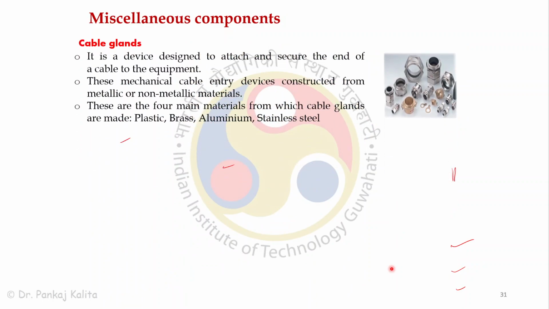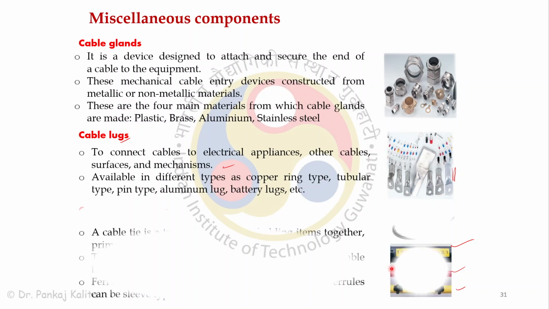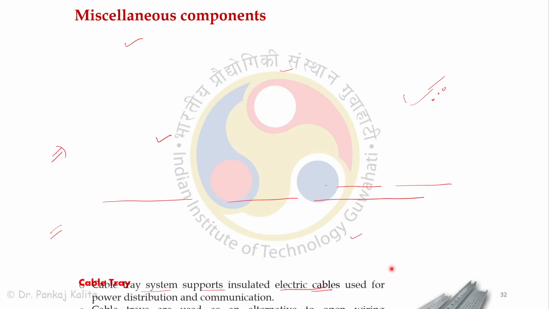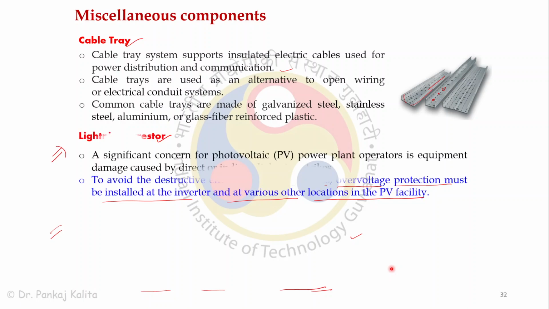So these are cable glands. These are simple for connecting and joining different equipment, devices, etc. Cable lugs are there, and cable ties and ferrules are there to tie them and number them. Cable trays are there to lay the cables on the ground or overhead.